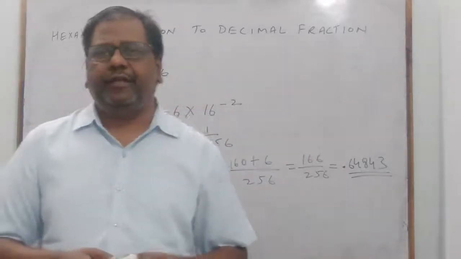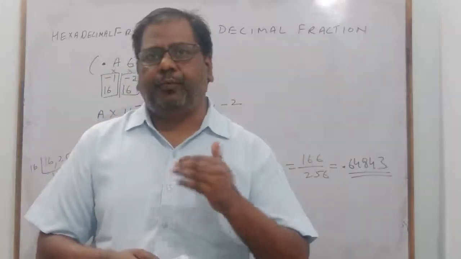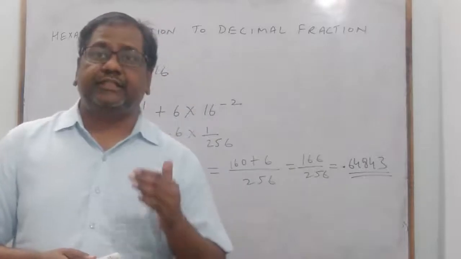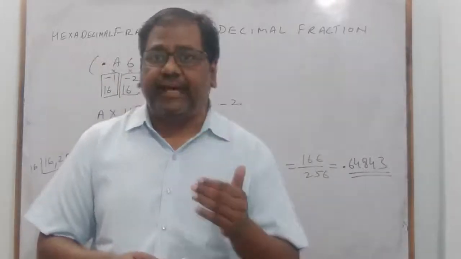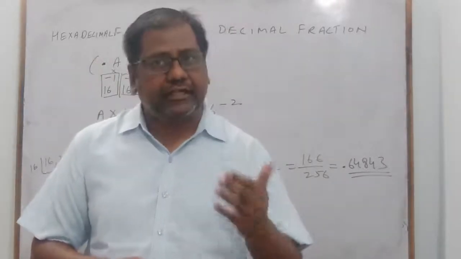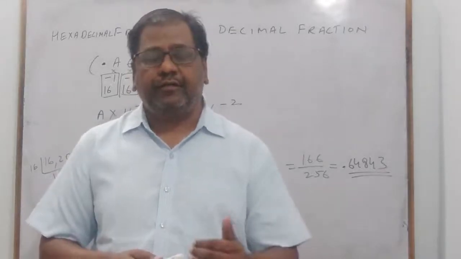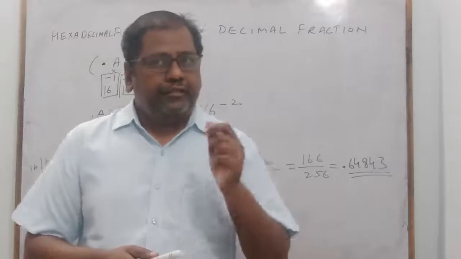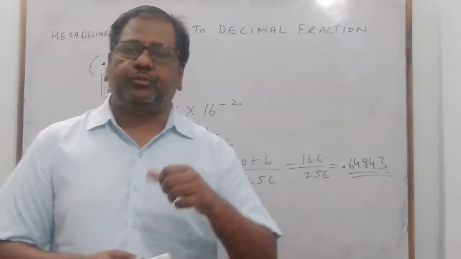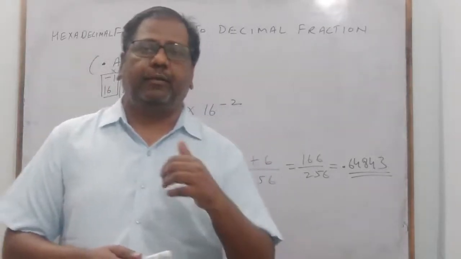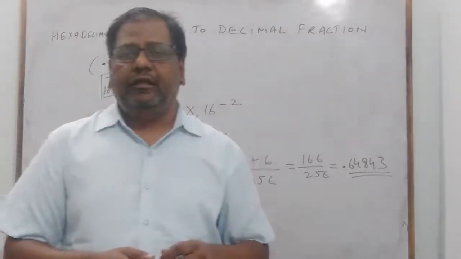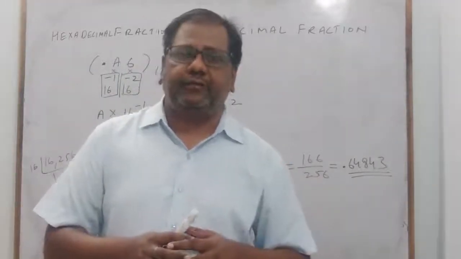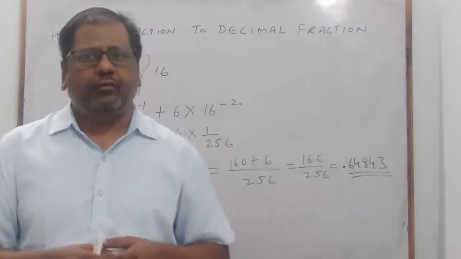Make one point very clear. After the point, the positions are referred to as -1, -2, -3 and so on, right? And the process will keep on continuing. The base in which you are working, the base to the power of the position is to be considered, multiplied by the digit, and you will keep on adding those values and you will get the final answer, whatever the base is, right?